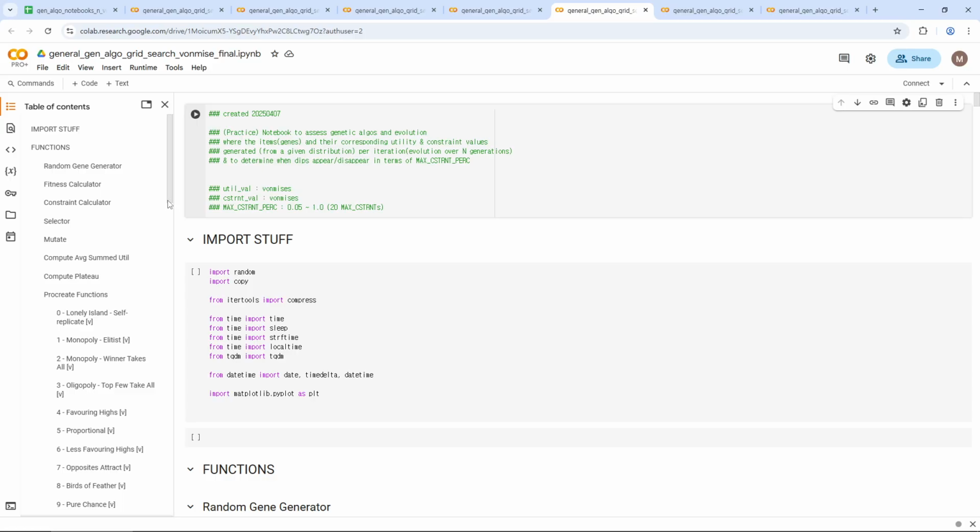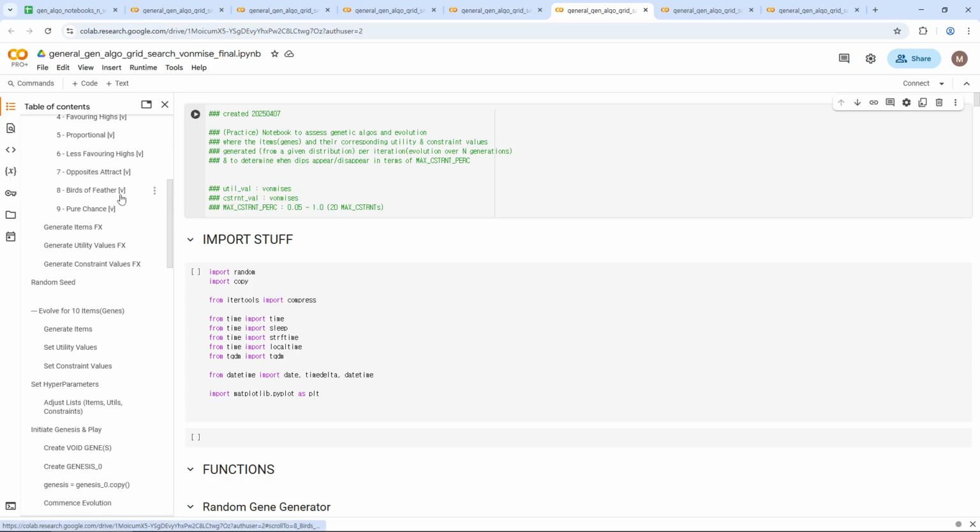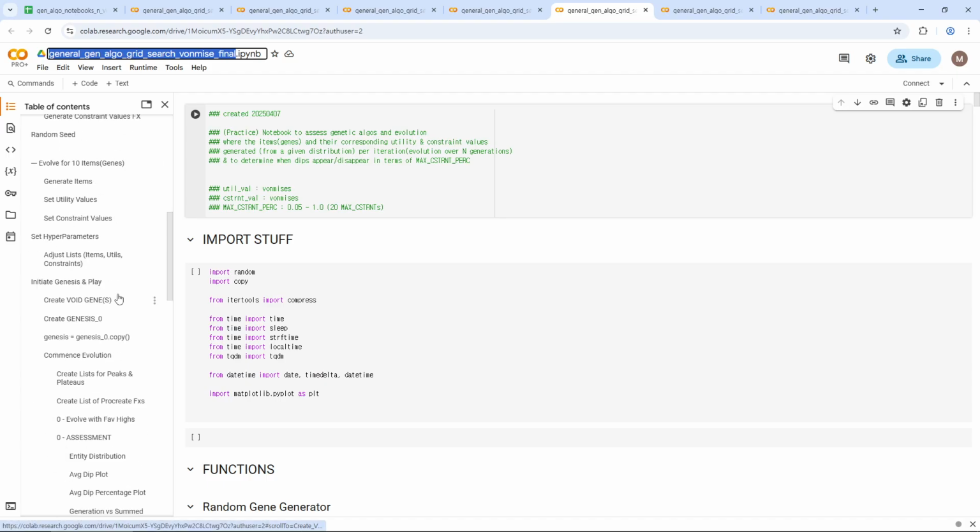I don't know if that's a good thing or a bad thing. For now, I don't like that sentiment or notion, but I can talk about that later. Von Mises distribution.